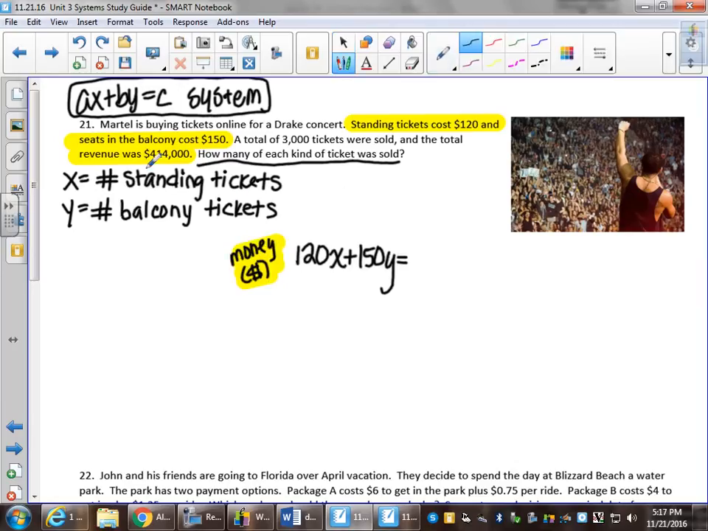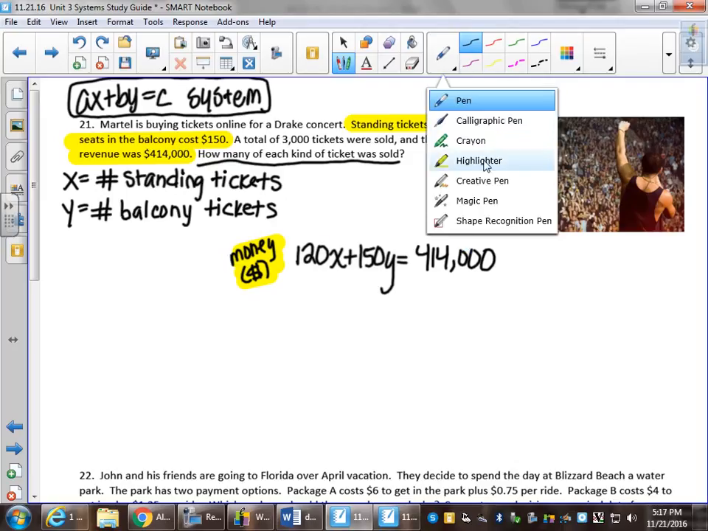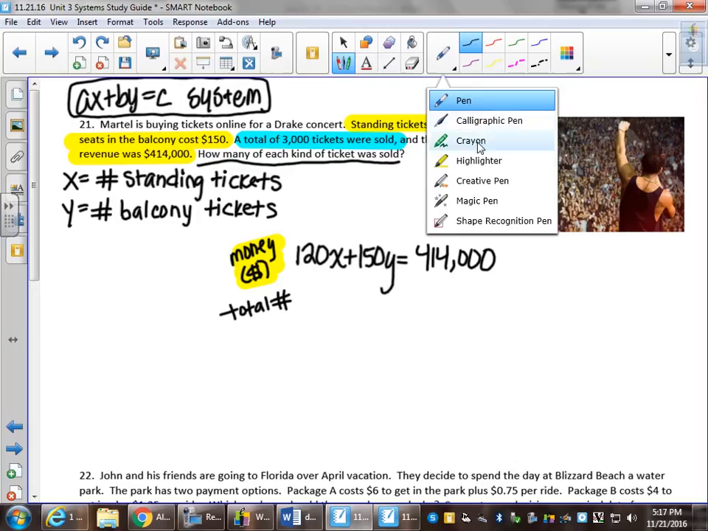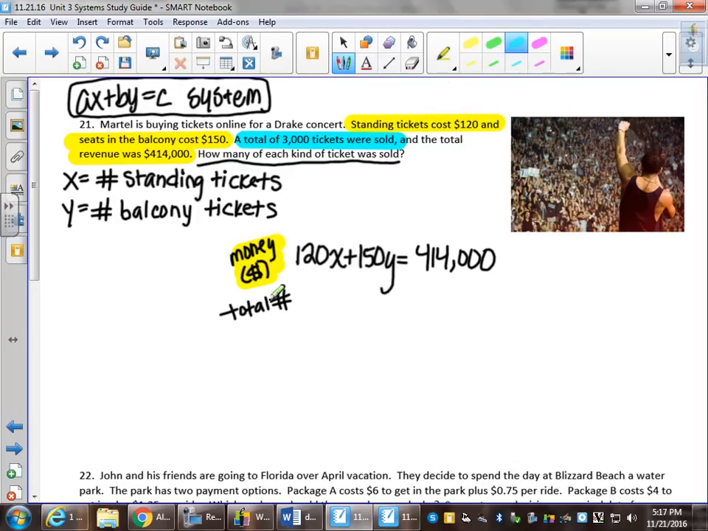Total revenue is $414,000. Everything in yellow is now off limits. We've already used it to write this equation. What other piece of information have we not used yet? Well, I see a total of 3,000 tickets were sold. That's talking total number, or number of items, different ways to call it. That's going to be blue for me.